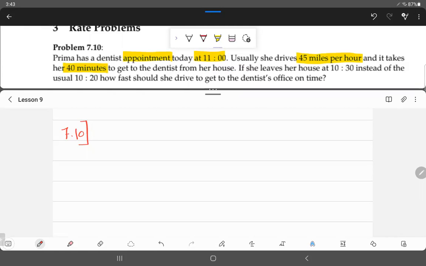If she leaves at 10:30, how fast should she drive to get to the dentist's office on time? For this problem, I got 60 miles per hour. Okay, would you like me to do it? You're the only one who got it. Can you do it, everyone? Or let me find it. I don't know. Let's check. 60 miles per hour. 60 miles per hour. Okay. Any other student who found this or no?